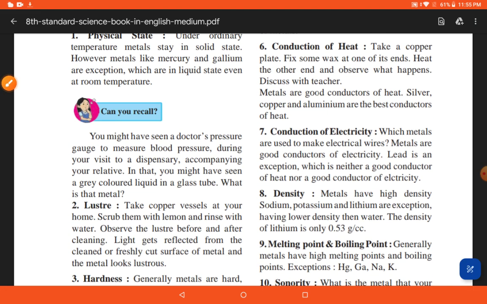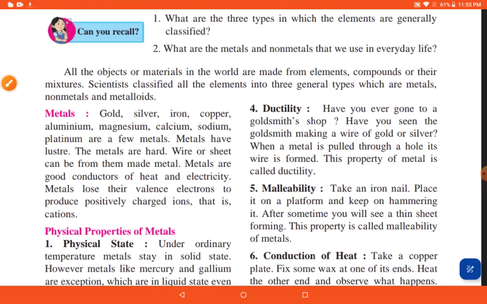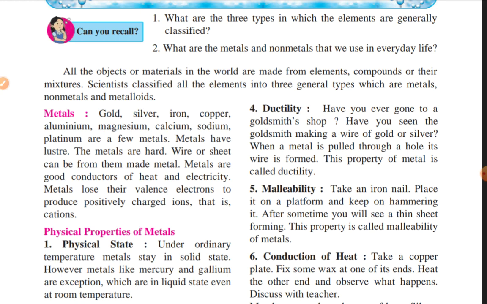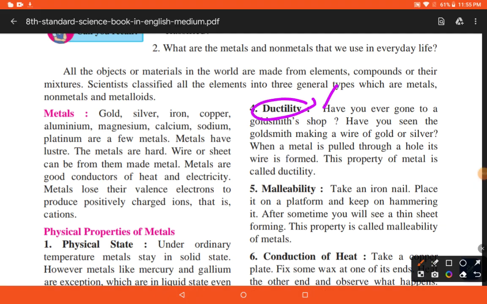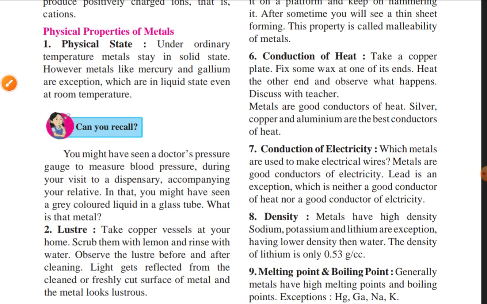Now talking about ductility. Ductility is the property of a metal to be drawn into thin wires without breaking. The highest ductility is in gold, Au. Malleability is the ability to be beaten into thin sheets without breaking, and the highest malleability is in aluminium and silver. Gold is also there.